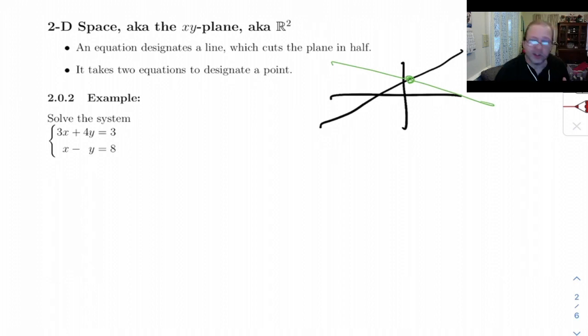You probably learned how to do this with substitution and elimination. And elimination is what we're going to use in this class because we're going to learn a generalization of it that's really efficient. And anyway, let's do this with elimination.